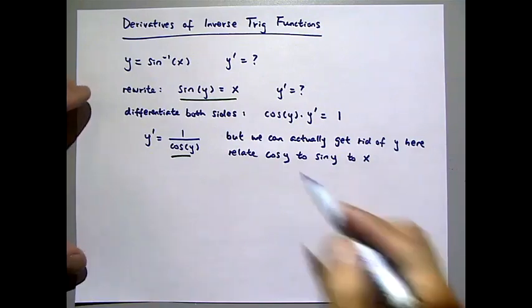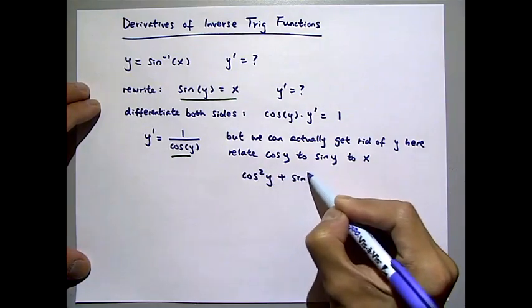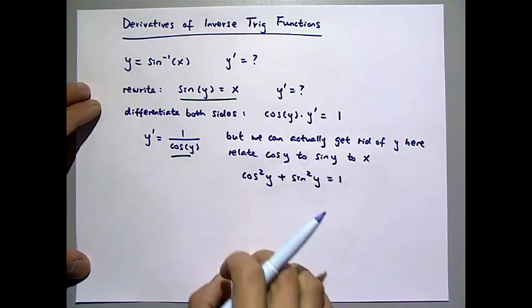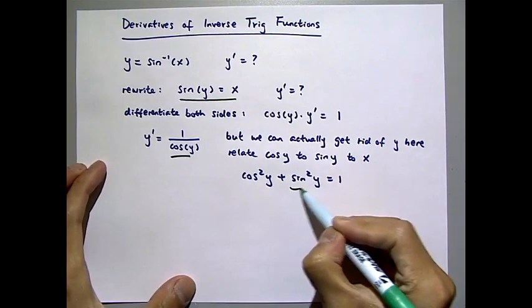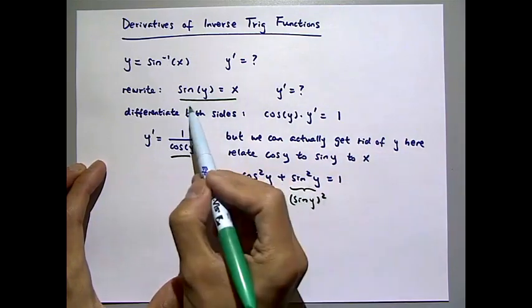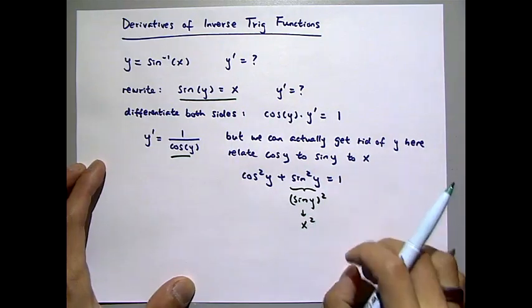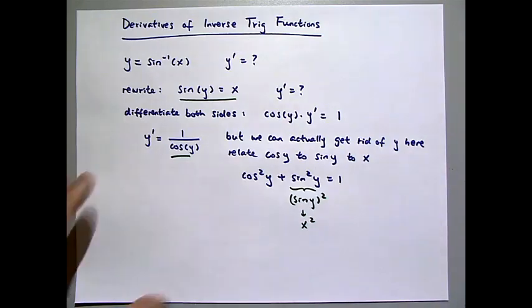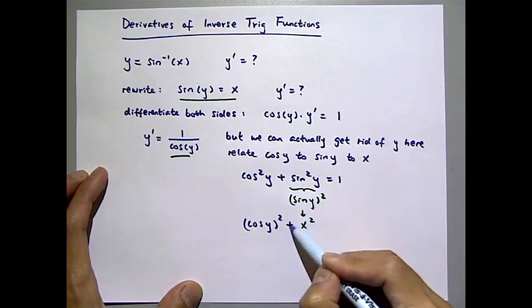The Pythagorean identity, right? So we know cosine squared of anything plus sine squared of anything is equal to 1. We normally see these as x, but as long as they're the same thing, that identity stays true. So now check this out. This thing right here, this is sine of y, the whole thing squared. But sine of y really is x, right? So this is really x squared. So what I'm seeing here is cosine of y, the whole thing squared, plus x squared is equal to 1.